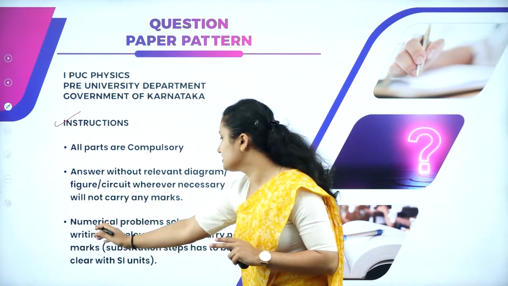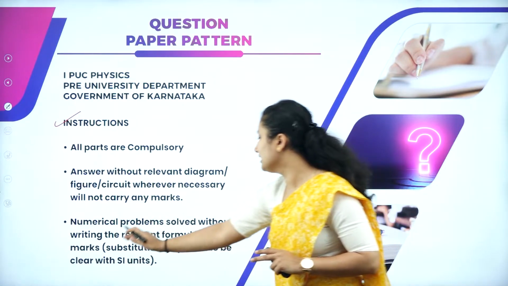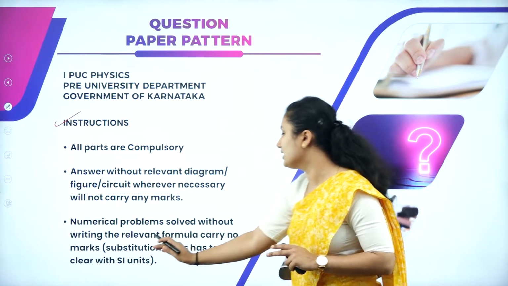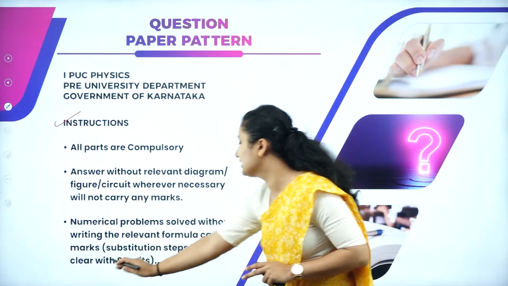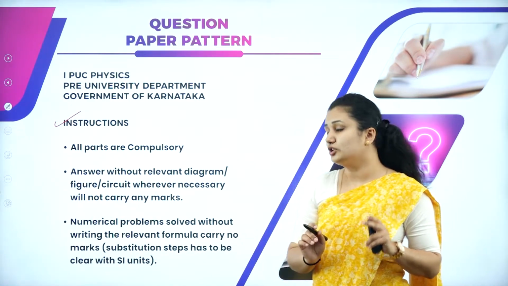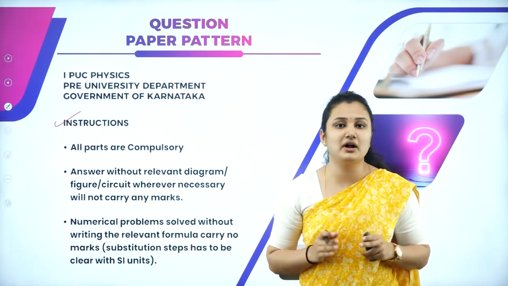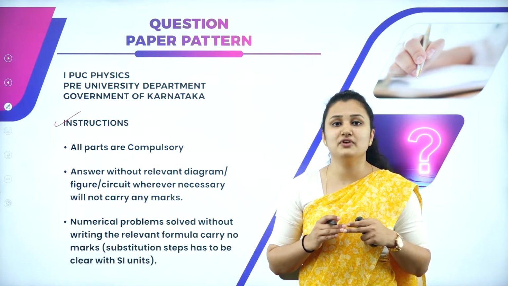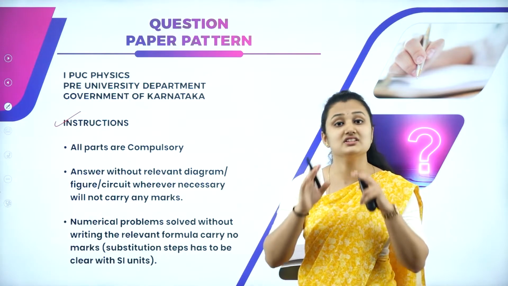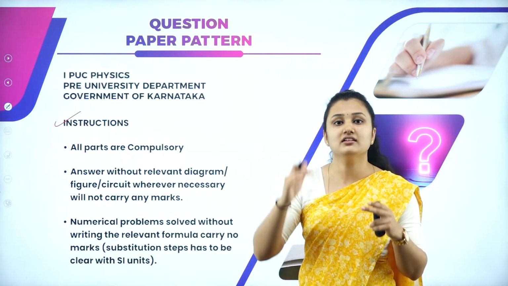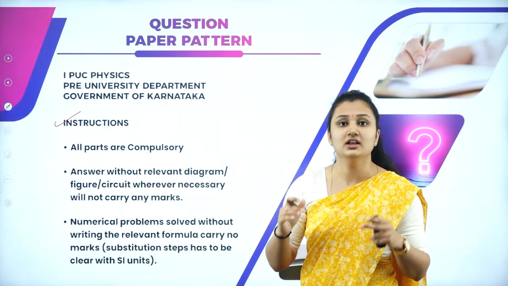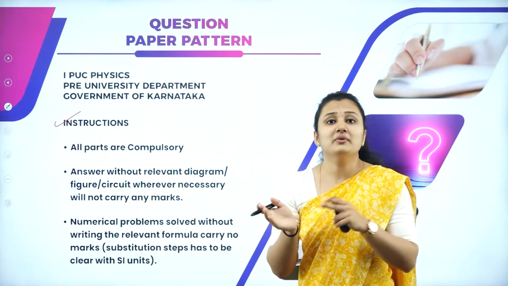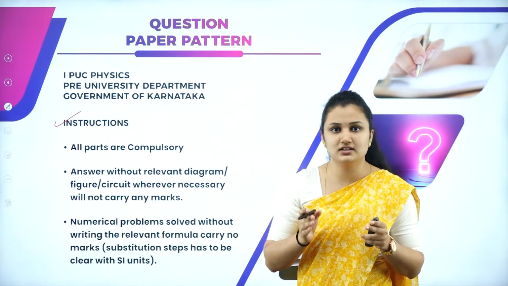So the third point is numerical problems solved without writing the relevant formula carry no marks. Substitution steps have to be clear with SI units. So numerical problem, that is the last part of your question paper that I'll tell you. So whenever a numerical is asked, first write what are the given things. First read the question, understand, write what are all given in the question, then think which formula is relevant to these given things in the numerical.